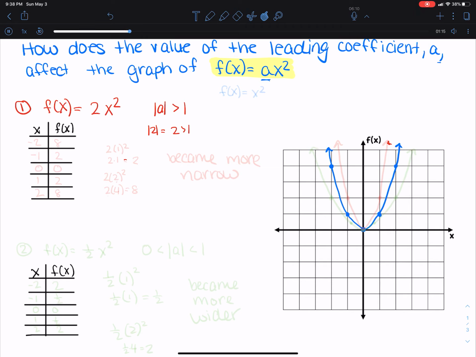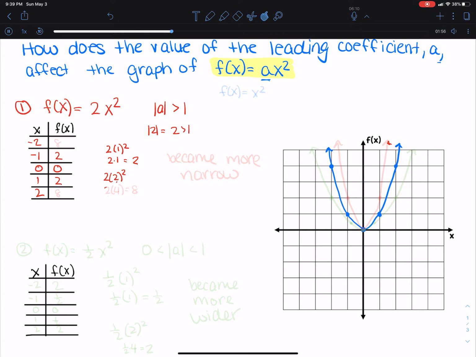Alright, so let's fill out our table. Our vertex is still going to be 0, 0, and remember, that's going in the middle of my table. Then we're going to pick 2 points below and then 2 points above, and we're going to plug them into our equation. So I'm going to plug in first when x is 1. Well, 1 squared is just 1, so I have 2 times 1, which is just 2. So when x is 1, my y is 2, which means when x is negative 1, my y is also positive 2.